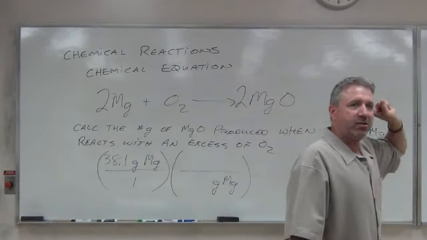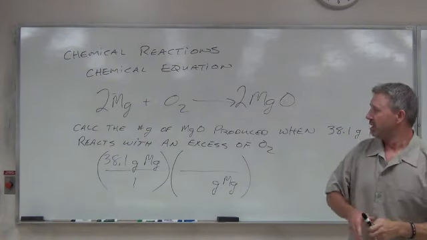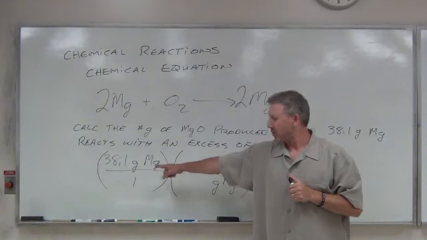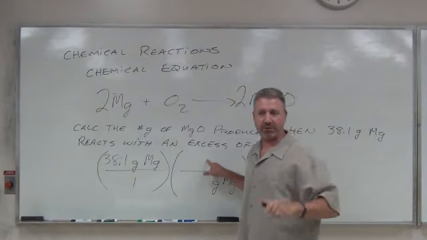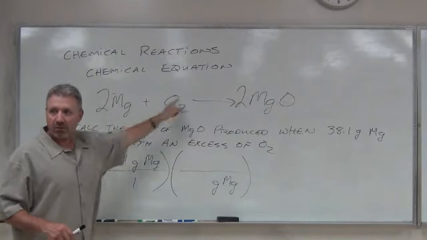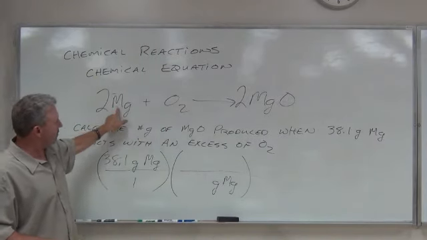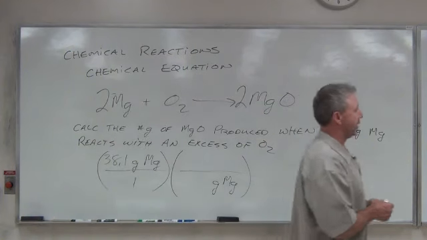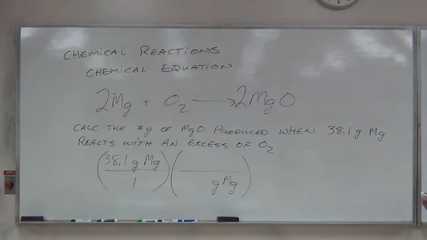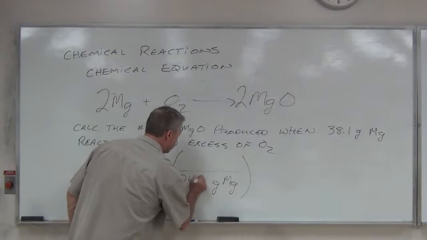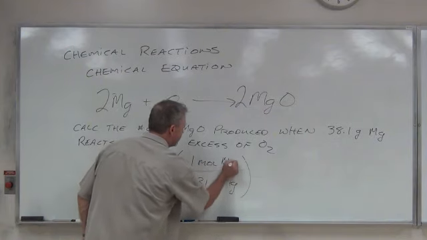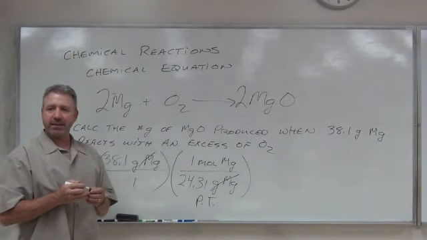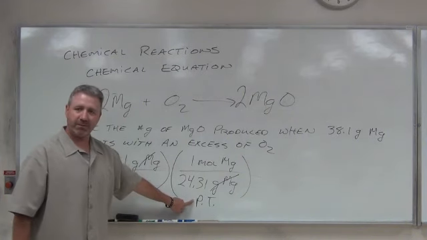The balanced equation relates what? Moles, moles, moles, moles, moles, moles. So does it do me any good to have one of my reagents in mass? Does it? So let's convert this into moles of magnesium first, because this relates moles. If I can get moles of magnesium, I can use this relationship right here to convert moles of magnesium into moles of magnesium oxide. So moles of magnesium is 24.31 from the periodic table. Got this from the periodic table. PT is periodic table.